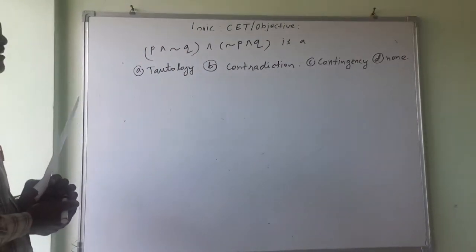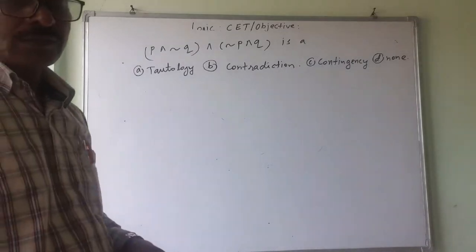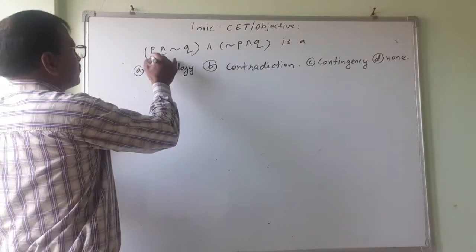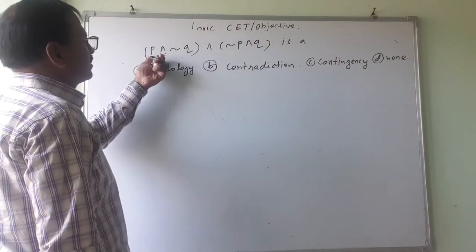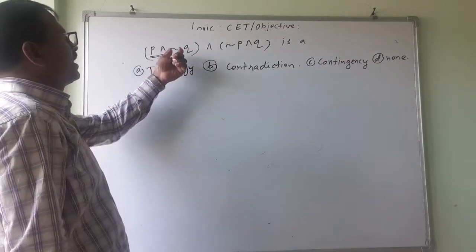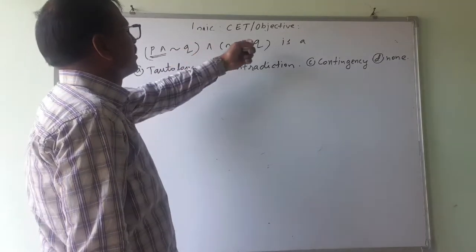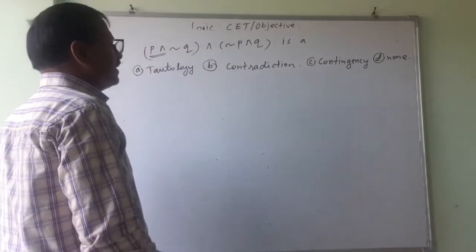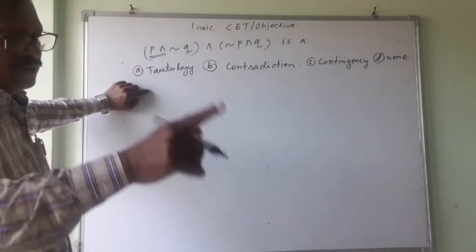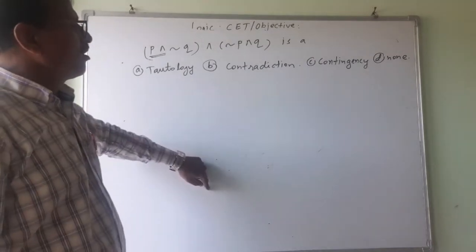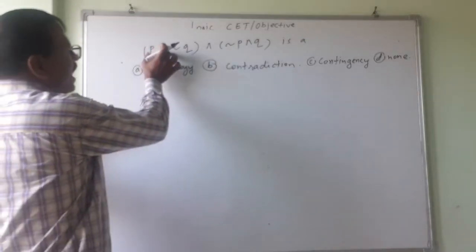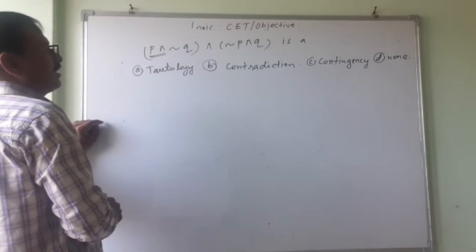What will it be? See the distribution of this. This is one, P and negation P. Then this will be negation Q and Q. Never, they will be always true, all the values. What is a tautology? All the values should be true. What is a contradiction? All the values should be false. So if I do this, P and negation P, then what will happen?